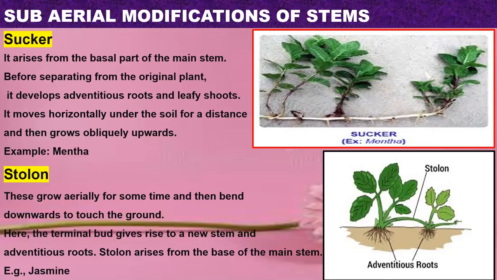Stolon is another example of subaerial stem. These grow aerially for some time and then bend downwards to touch the ground. Here, the terminal bud gives rise to a new stem and adventitious roots. Stolon arises from the base of the main stem. Example is jasmine.